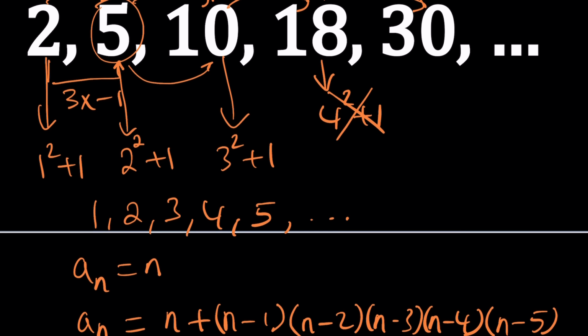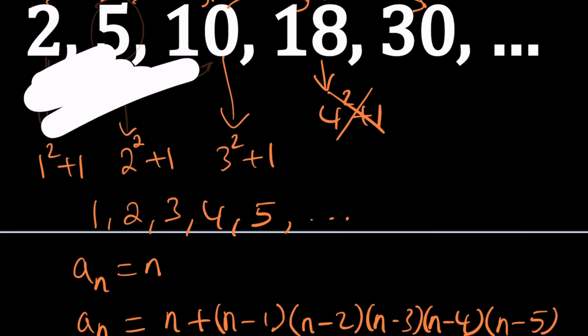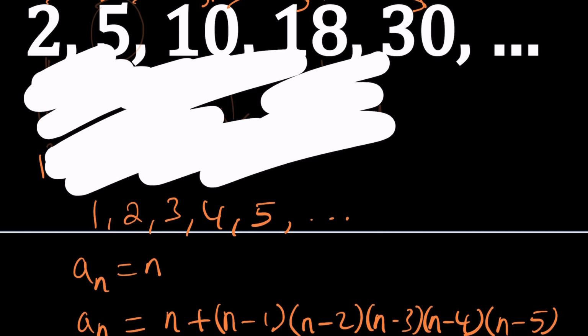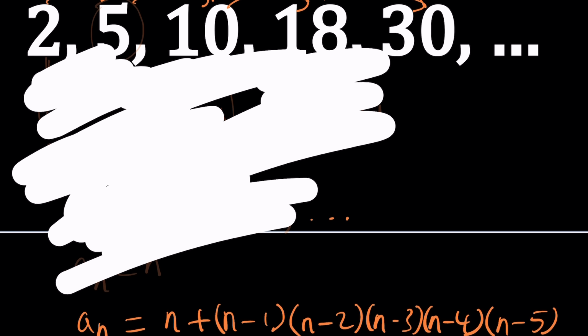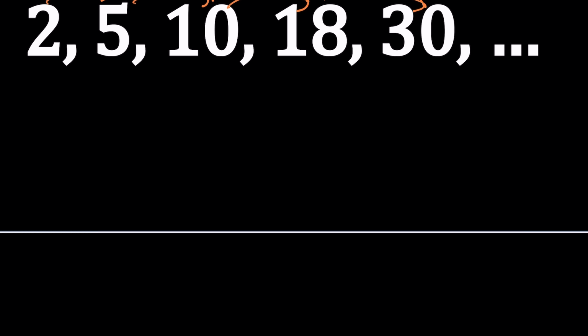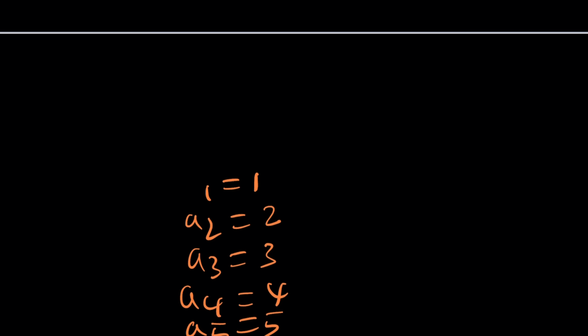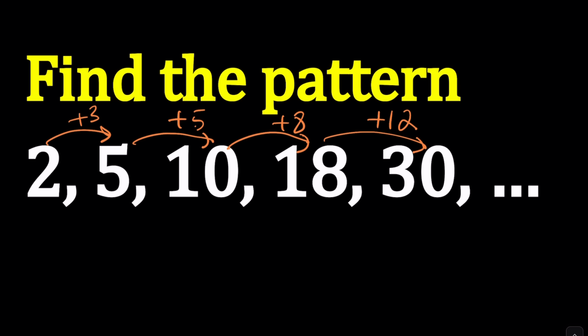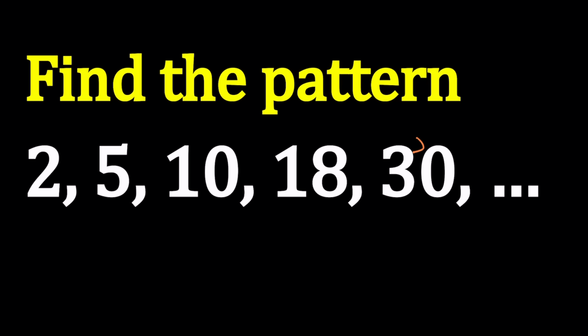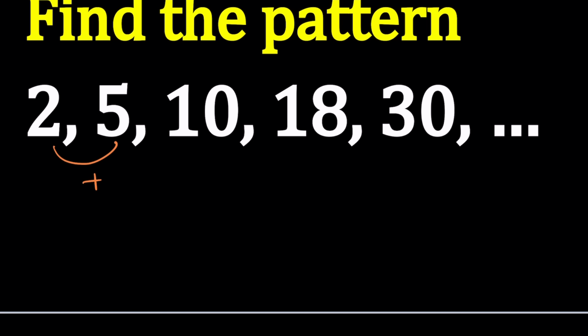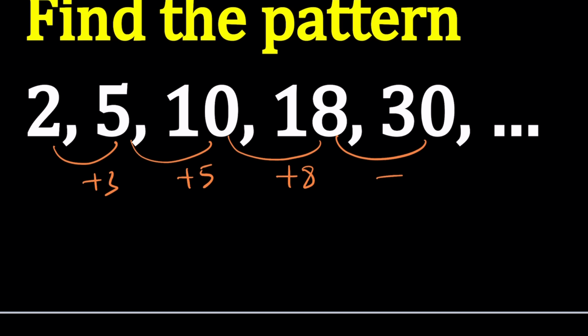So let's go ahead and clean it up, and I'm going to show you how this works. So we're going to go on differences, okay? And when we looked at the differences, we did not get a pattern right away. But again, do not give up, because the answer might be super close. So let's take a look at the differences again one more time, but this time we're going to be more careful. So from 2 to 5, it's plus 3, plus 5, plus 8, and then plus 12. Okay, we have enough evidence to conclude something.